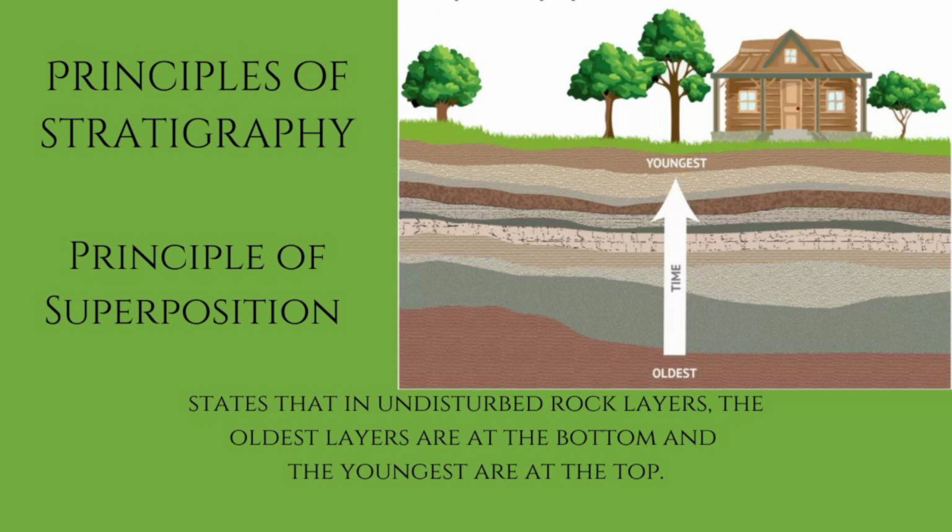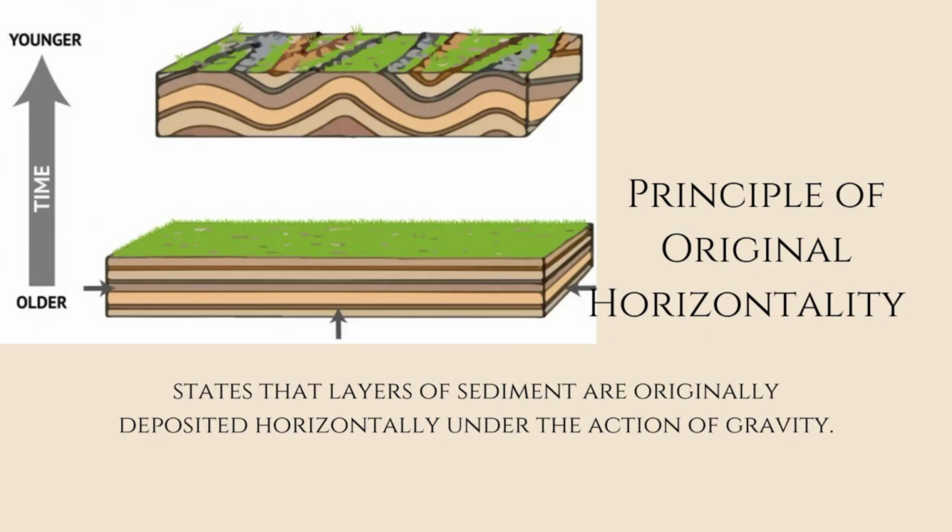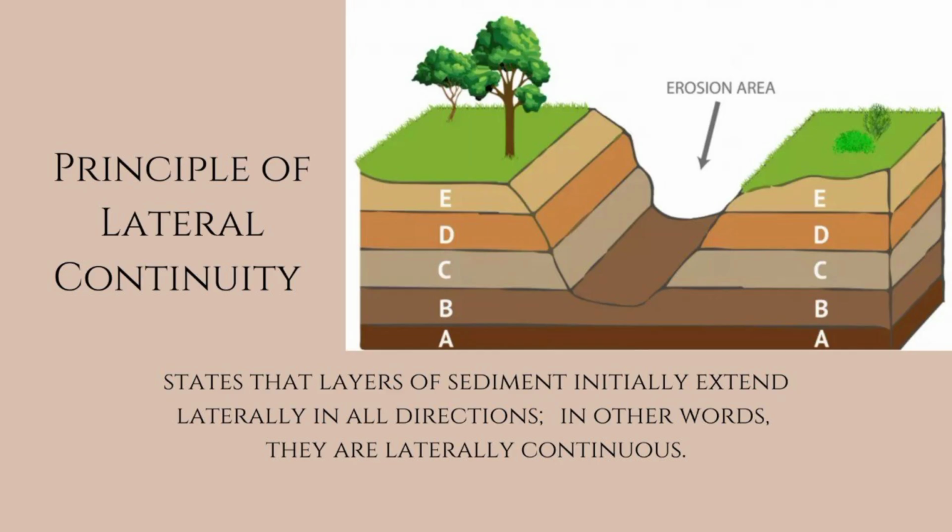recent times. Next principle is the principle of original horizontality. When rock layers are tilted, folded, or faulted, it tells a story of tectonic activity and deformation. The principle of original horizontality helps identify these deformations, allowing geologists to understand the forces that have acted on the rocks over time. The last principle is the principle of lateral continuity.